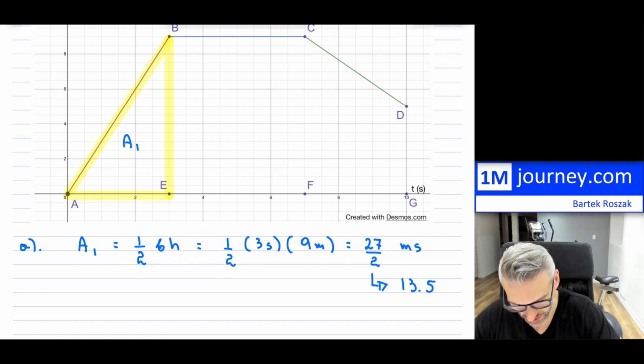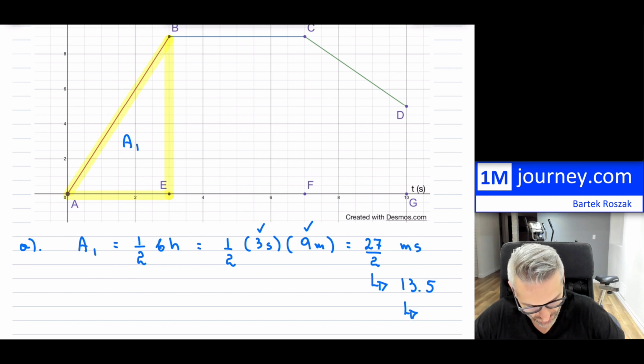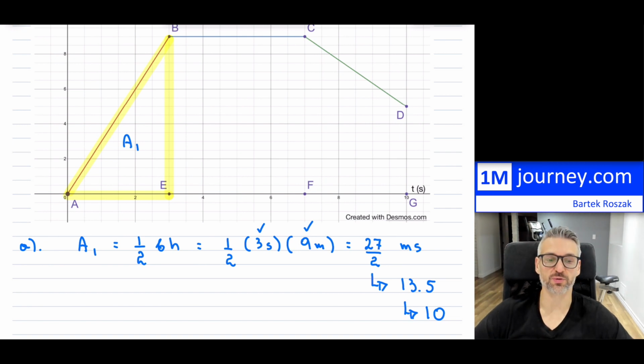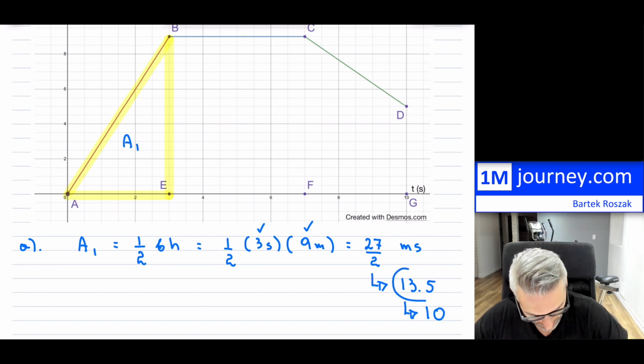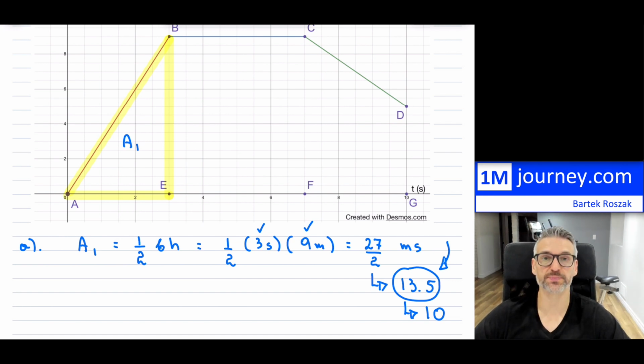Now, if this has one significant figure and this has one significant figure, then you would round this off to 10. That would be your answer to one significant figure. All right, so that's the area. The area overall is 13.5 if you do not round, and 10 if you do round.